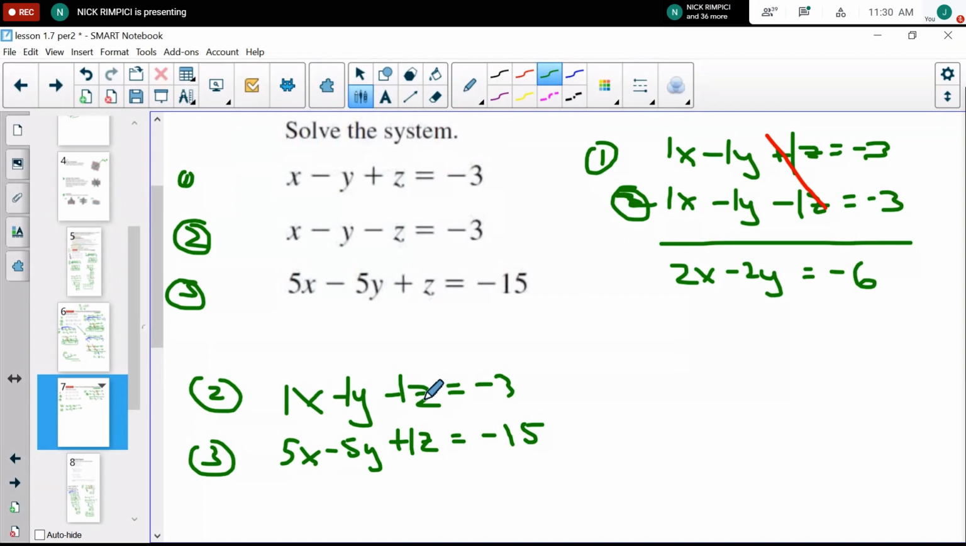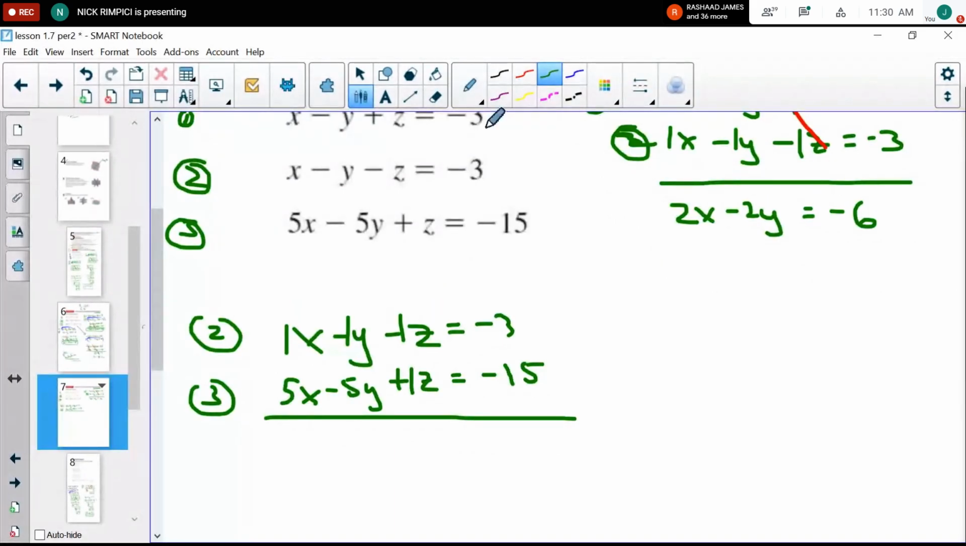These are great choices that people made. I could just add these together as they are, and the z's are going to go away, which is great news. If I add 1x and 5x, I have 6x. If I add -1y and -5y, I have -6y. The -1z and positive 1z are gone. And I have -3 and -15, which is -18.